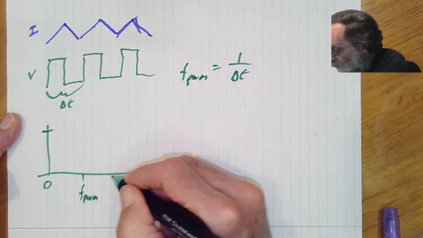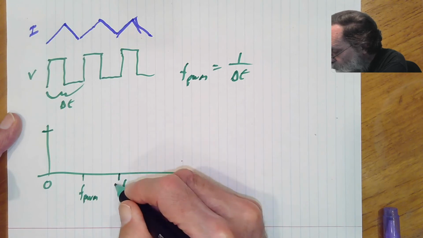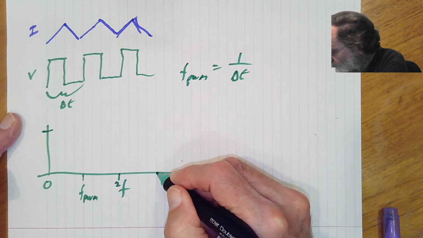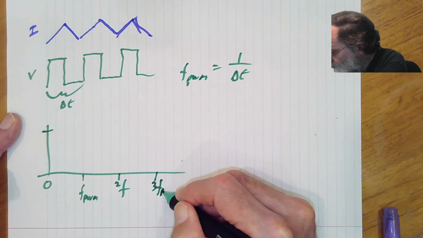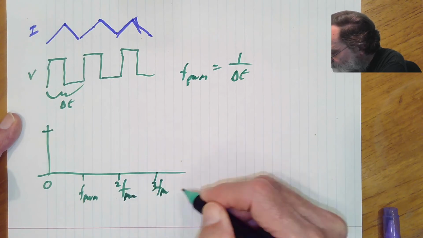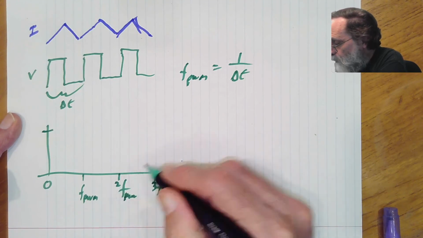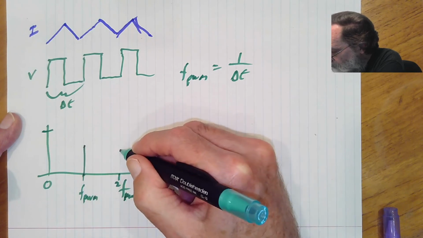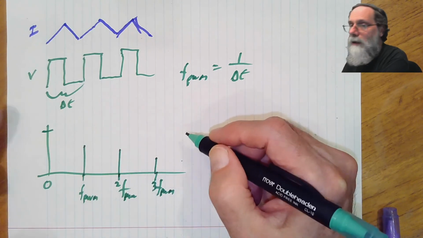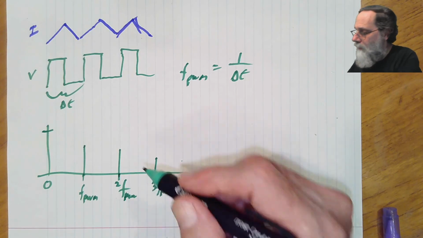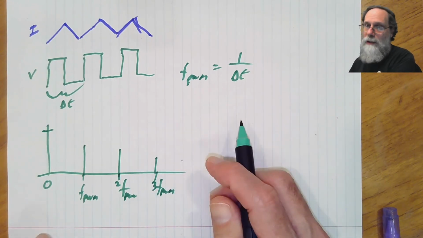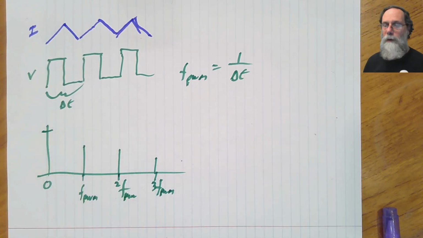So at 1, at 2, at 3 times F_PWM, and so on, we'll have energy. In fact, most of it's going to be in the odd harmonics, because if we had a square wave here, we'd have energy in just the odd harmonics. Because it's not a perfect square wave, it's a rectangular wave, we'll have some of the even ones as well.